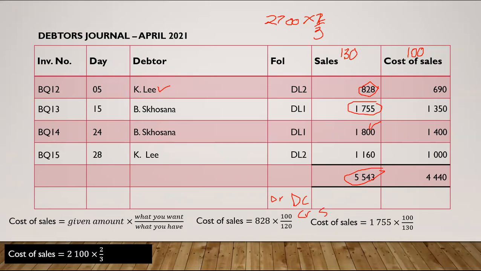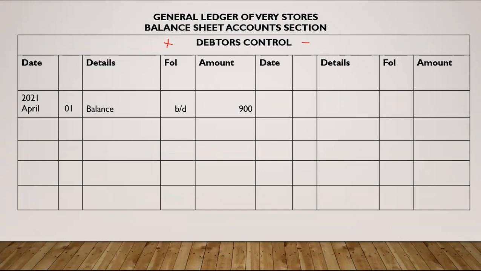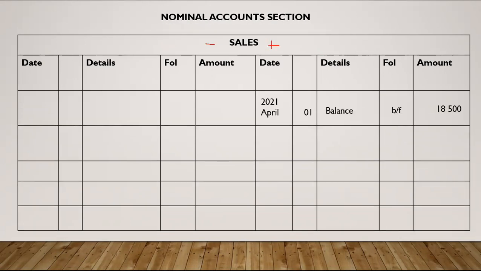Debtors control means these debtors are owing you more. Sales means you are earning income. So we'll record it on the debit side of debtors control as sales, DJ, the amount will be 5,543. Then we record it on the credit side of sales, because we have earned income by selling those goods on credit. So debtors control on the credit side of sales, and then 5,543. Done with it. Now you're going to go to cost of sales. What do we do with cost of sales here?